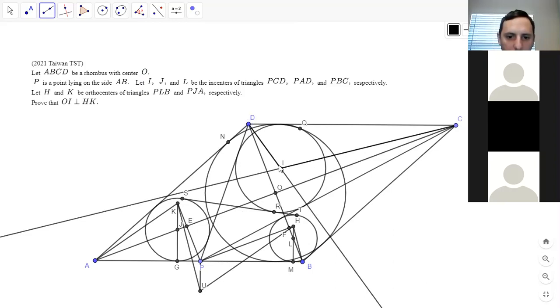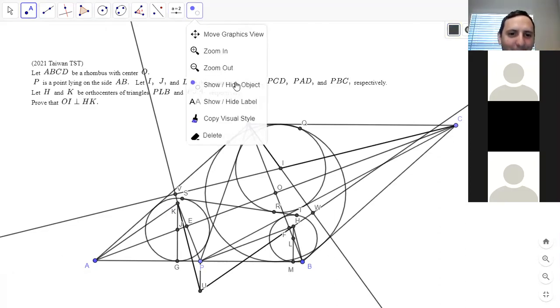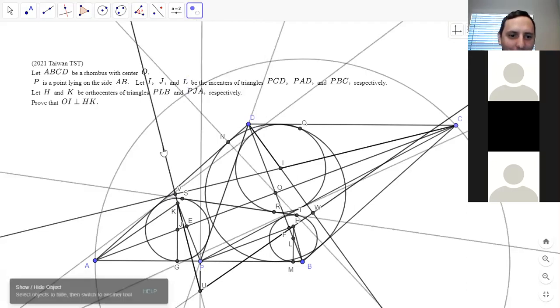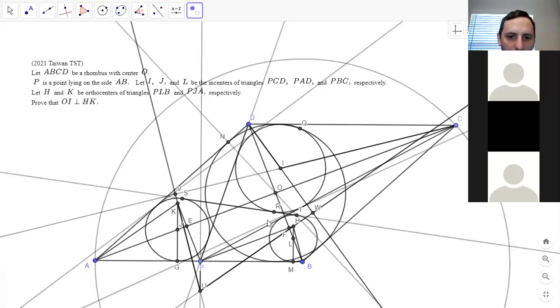Extend DI. So these are like the perpendiculars. Yeah, let me extend this also. So just draw on those points. So this point, we're already up to W. We've drawn that many points. Okay.